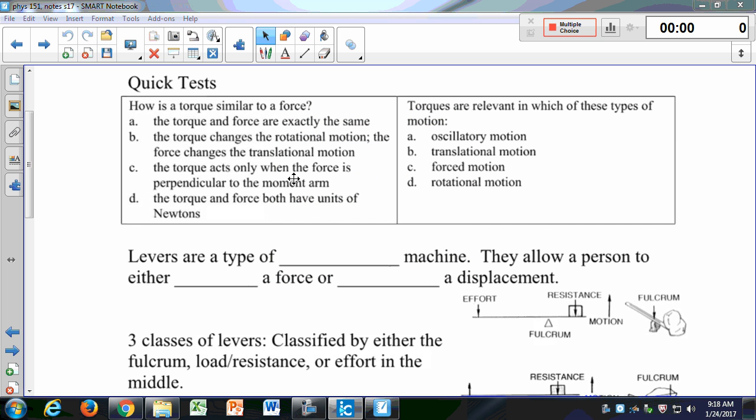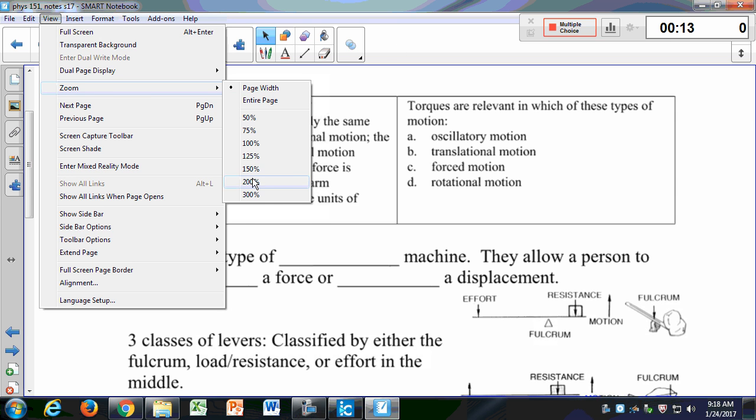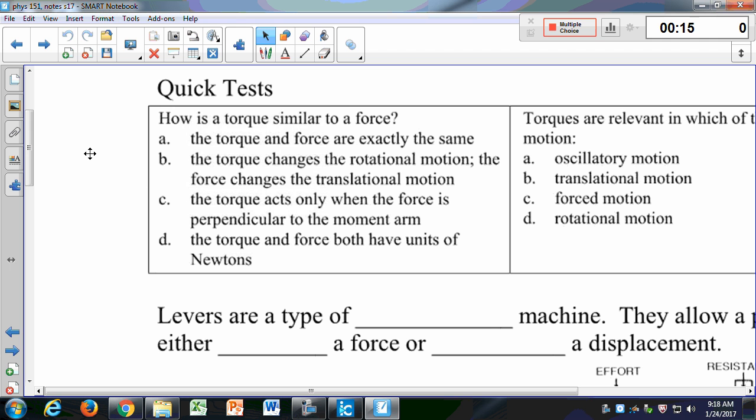How is a torque similar to a force? Which of these? The torque and force are exactly the same. I'll let you read it. How is a torque similar to a force? I'll zoom in if you don't have your workbook yet.